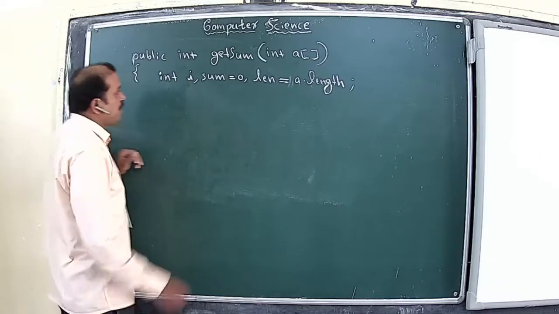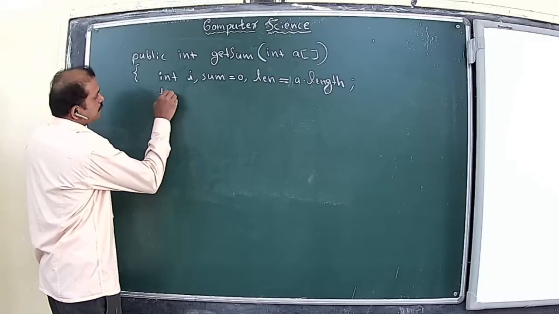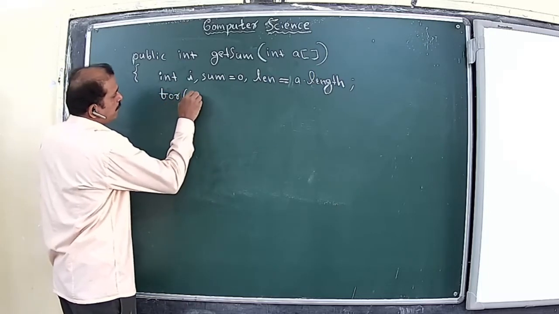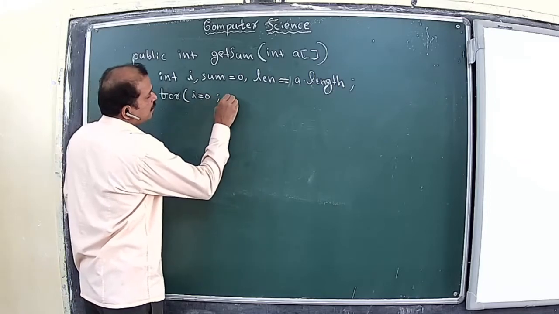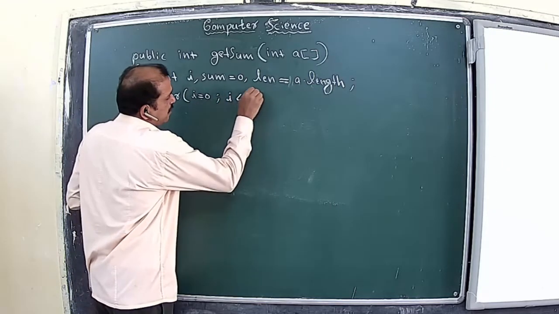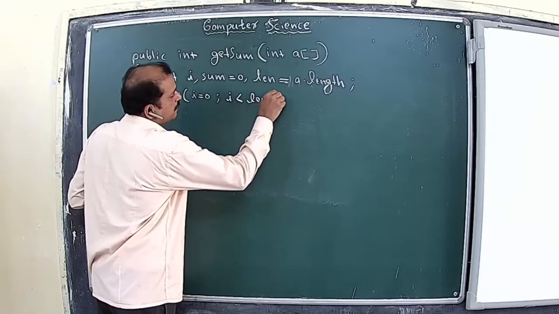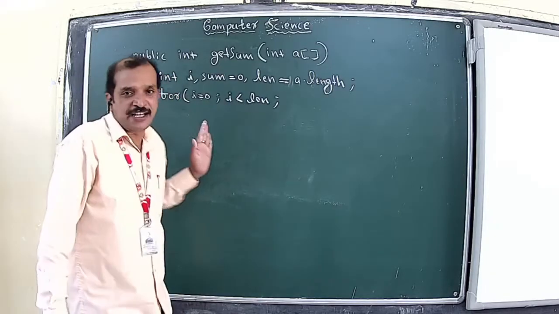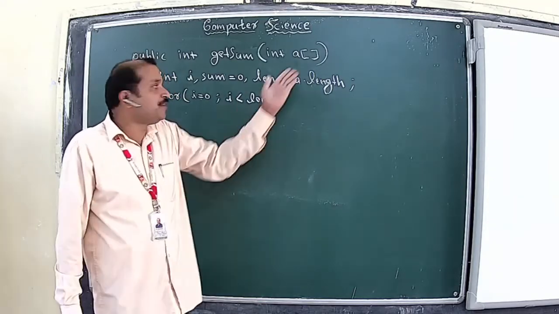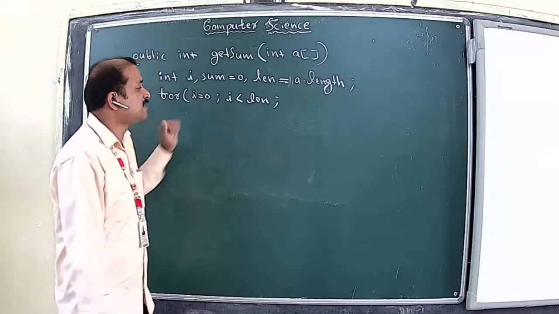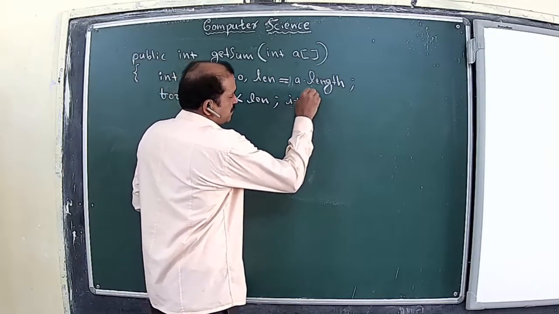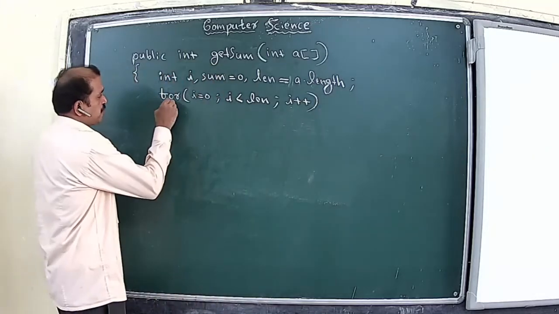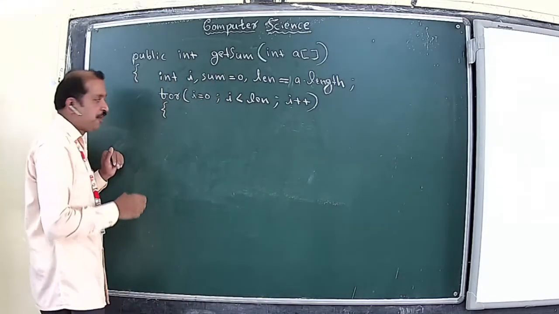Now let us proceed with our loop itself. For i equal to 0, i is less than length. That means whatever is the length of the array, it doesn't matter whether it is 50 or 100, it doesn't matter. i is less than length and i plus plus. So it will iterate through the various subscripts of the array.